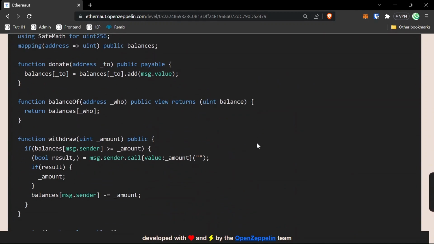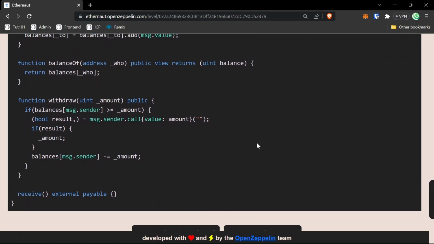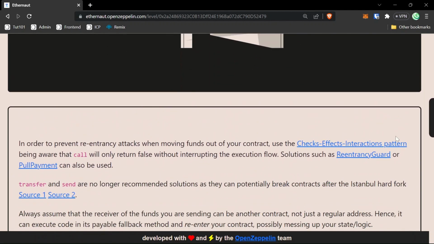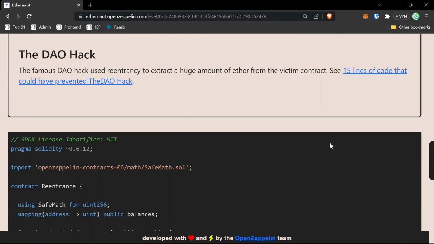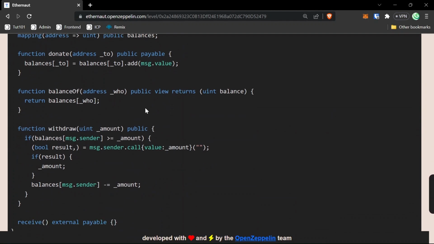Here, this piece of code is like a bank contract where we can deposit and withdraw money. If you look at the withdraw function, first it checks if the user has the appropriate balance, and then it sends the user value. So this is the interaction part, where it calls and sends the ether to the user. And finally, after all this, the balance is updated. So this is the effects. Here you can see that it does not follow the checks, effects, and interactions pattern. It does interaction before effects. So we are going to exploit this and drain all the funds.